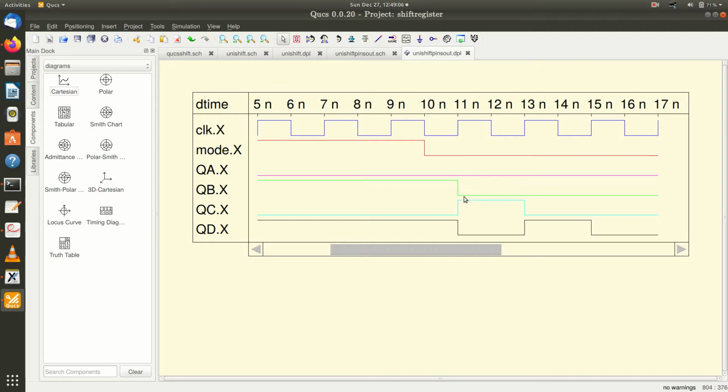You can see that the data at QA comes at QB, and the data at QC comes at QD. You can see the shifting of the data from here to here. There's a 1 here, a 1 here, a 1 here. So with 3 clock cycles, you can see that the 1 at the input reaches the output. This is how I do that.